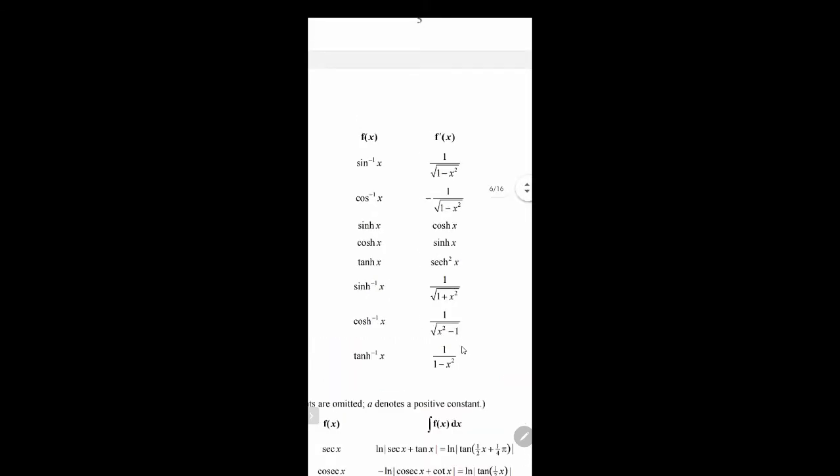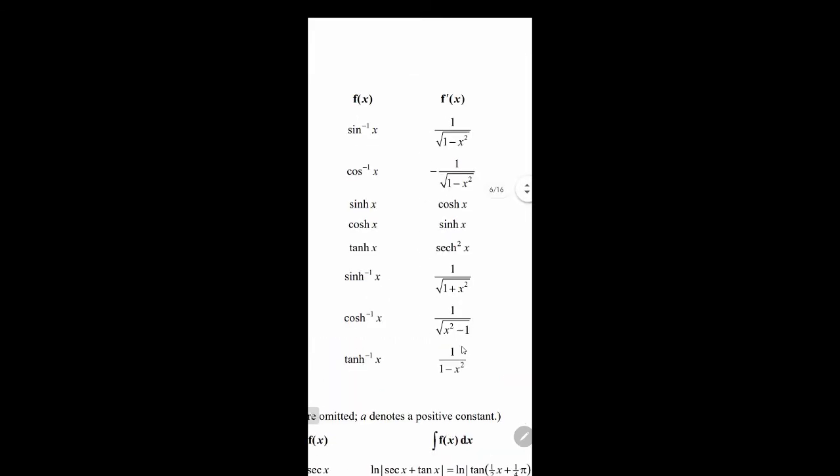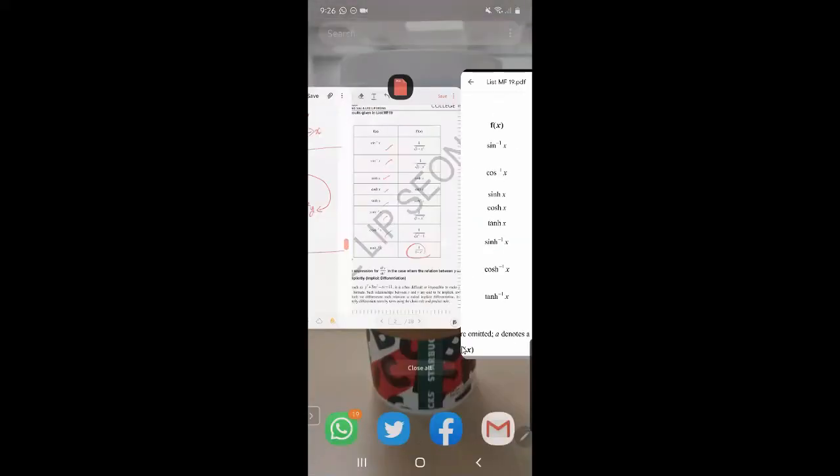So the differentiation of sine inverse x, cos inverse x, sine x, cos x, tangent x, sine inverse x, cos inverse x, and tangent inverse x. Okay? So you have to remember all the formula here. But if you cannot memorize, doesn't matter. You at least need to know how to use this formula. Okay? Now, we go to the general rule.